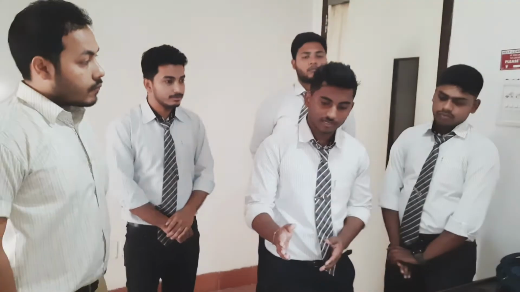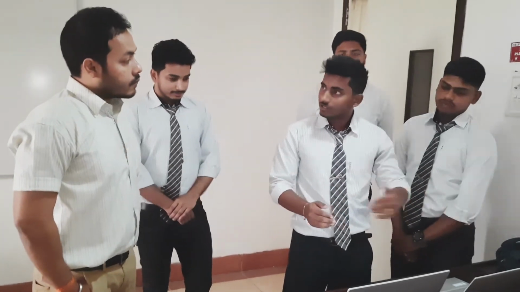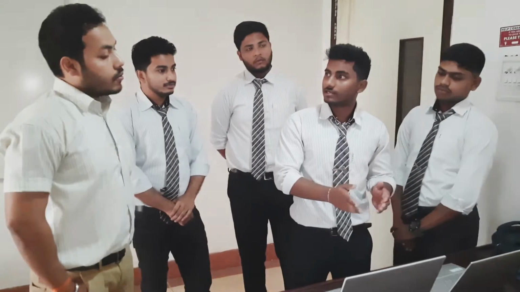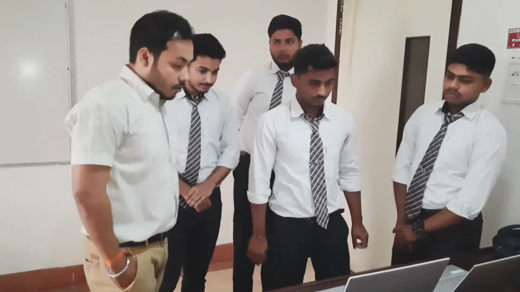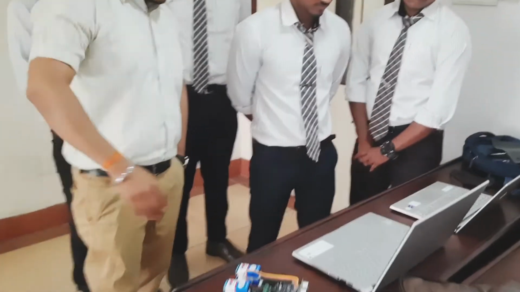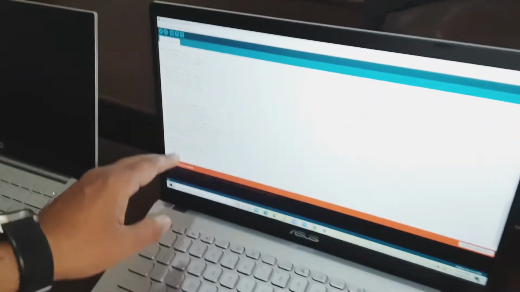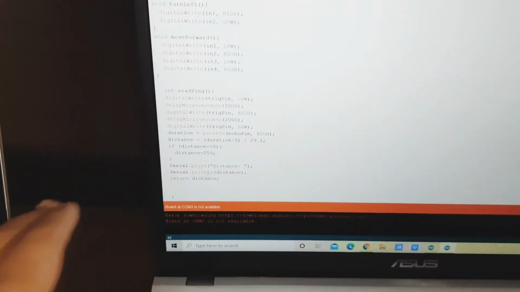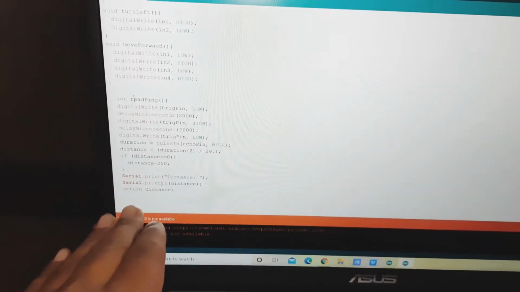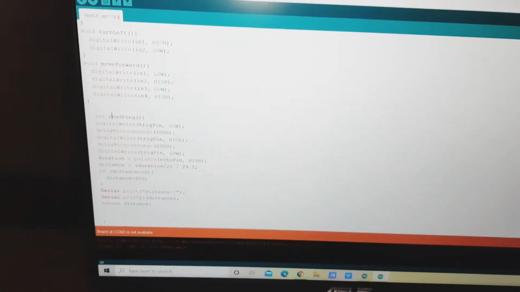Sir, the sound from the ultrasonic sensor is going out and also coming back, and we only need the obstacle distance, so we divide the duration by 2 so that we get only one way. Okay, fine. So he has just explained about the duration by 2, and if distance is equal to 0, then he is assigning 250, yes, right? Then Serial.print distance, then return distance. So that's it. That's the coding part.